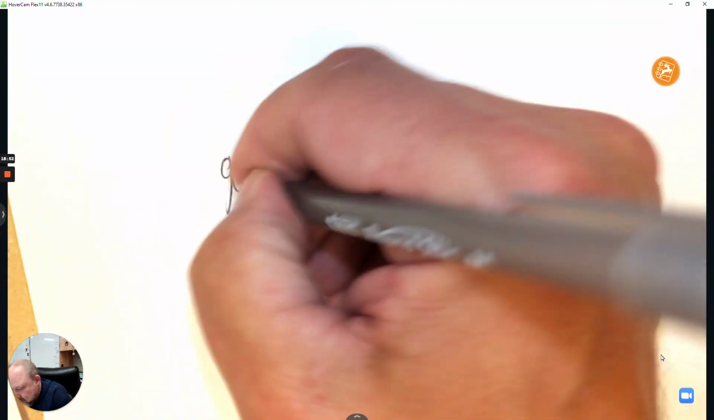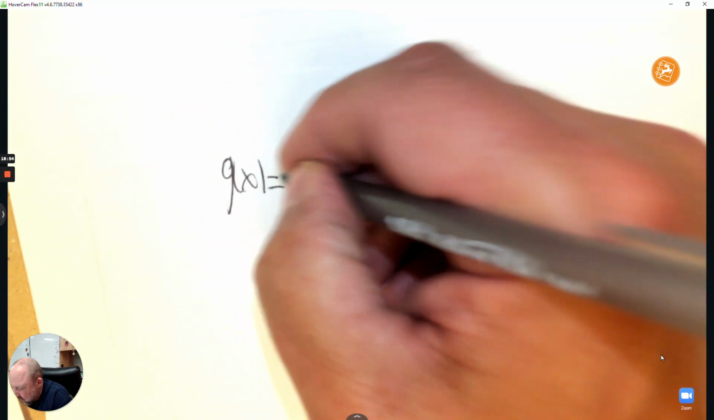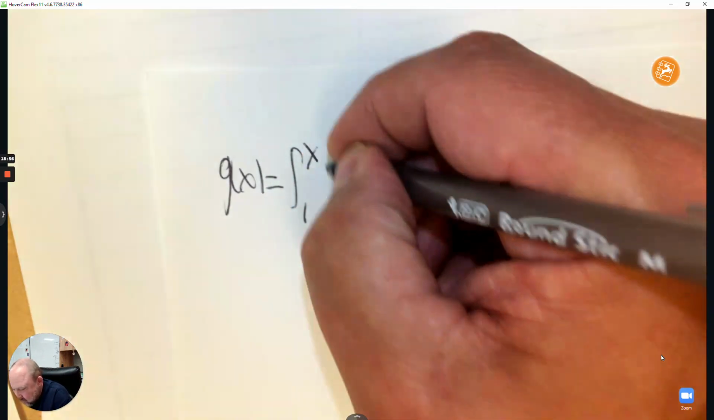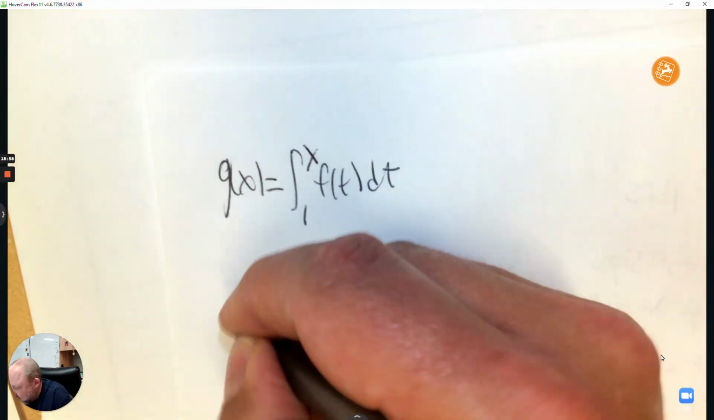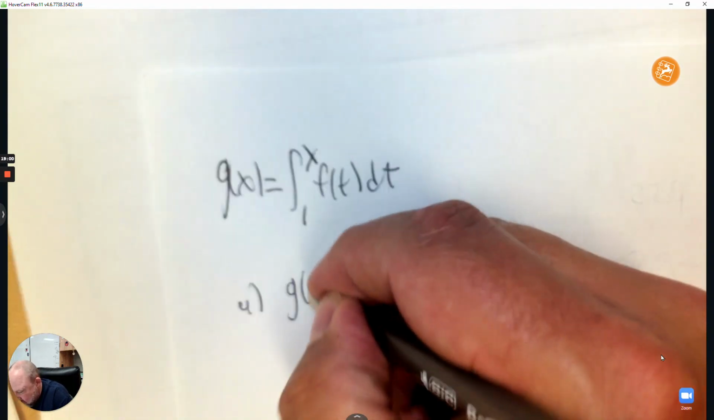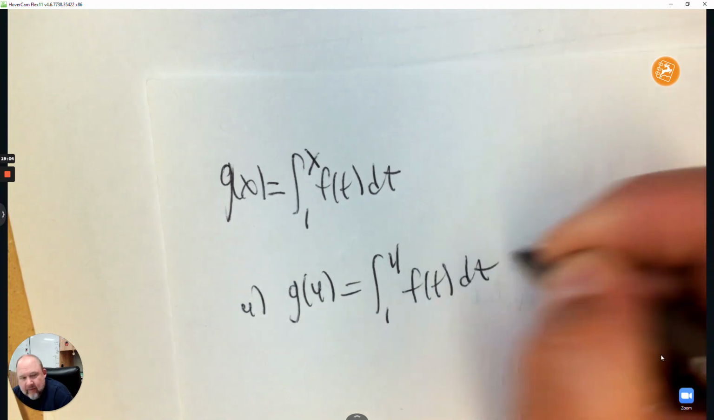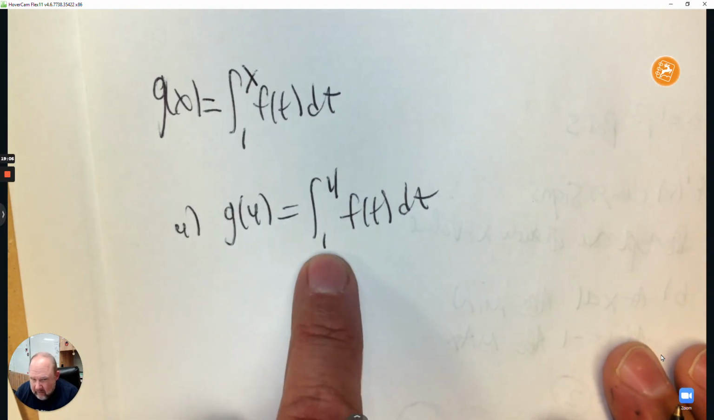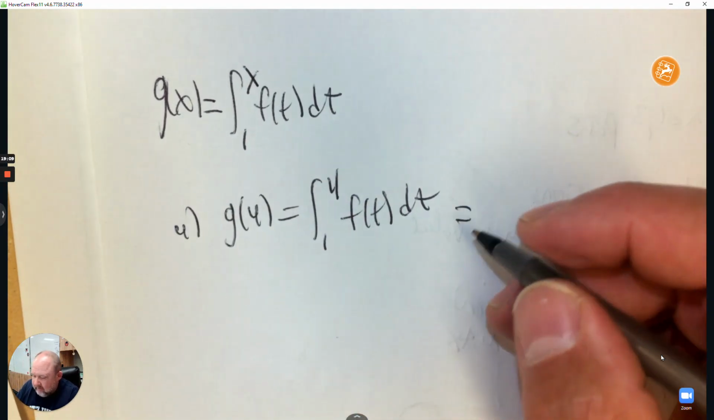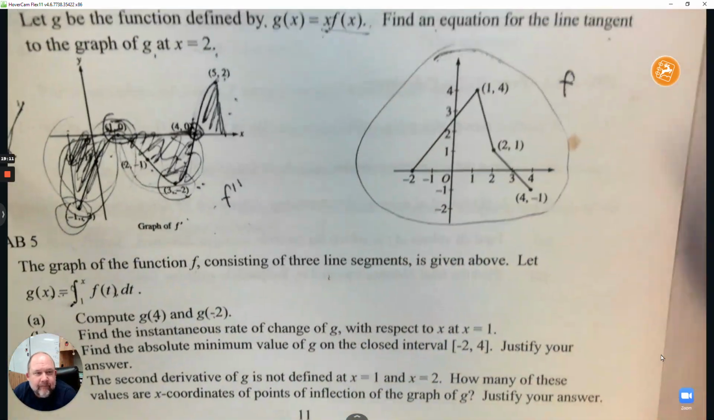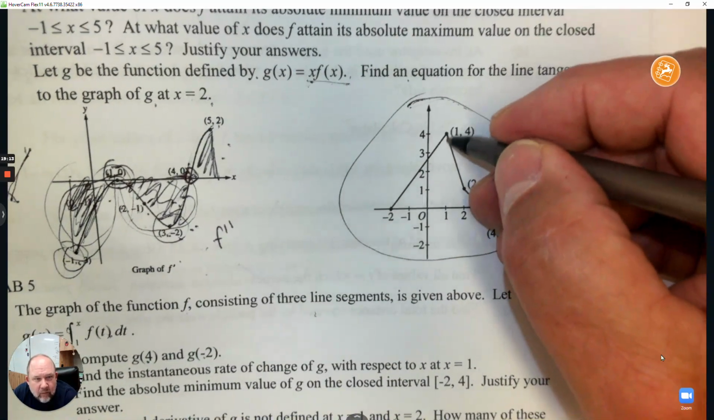So we're going to plug in. So let's start in a good way. We're going to write down the equation for g of x, the integral from 1 to x. And then it says for part A, what's g at 4? So we're going to plug in 4. Now, what does that mean? What's the area from 1 to 4? So let's look off of it. So here's 1.